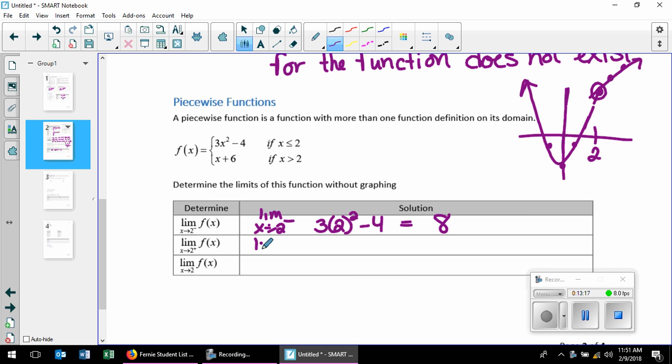So then I would say the limit as x is approaching 2 from the right-hand side. I check what 2 does in this one. So 2 plus 6, that also gives me 8. Because they're both at 8, which we saw from the diagram, my limit of the function, I'm going to write that down here, is equal to 8.